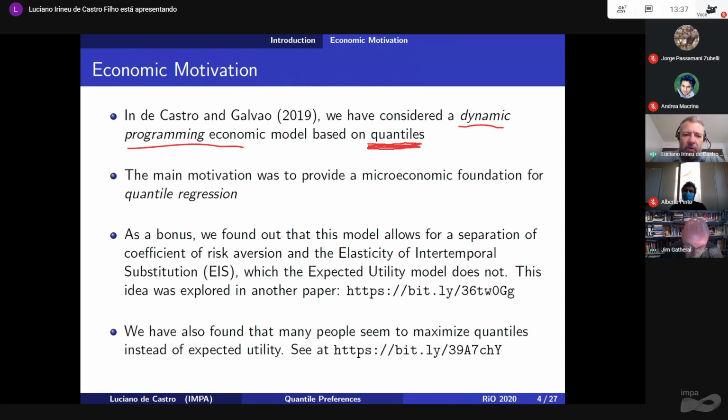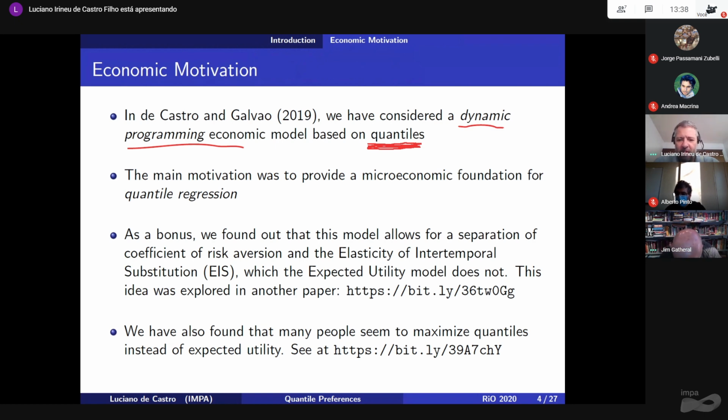So my co-author, Antônio Galvão, who is at the University of Arizona, is an econometrician and works with quantile regression. He had this idea of trying to go after a foundation for quantile regression, and then we came up with this model, developed the theory to provide this foundation.